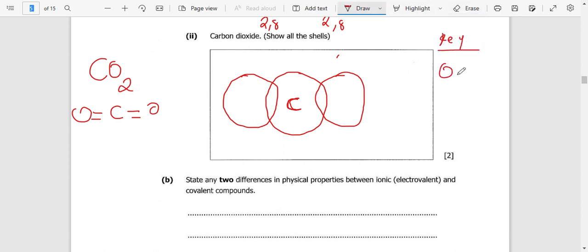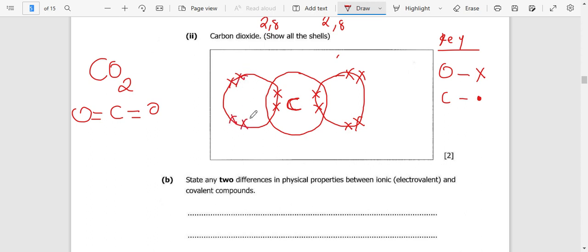So for oxygen, I'm going to use a cross. Then for carbon, I'm going to use a dot. So oxygen, remember, each has got 6 electrons. So first, the first two, I'm going to put them here. 1, 2. Okay, 3, 4, 5, 6. And then also in this other one, 1, 2, 3, 4, 5, 6.